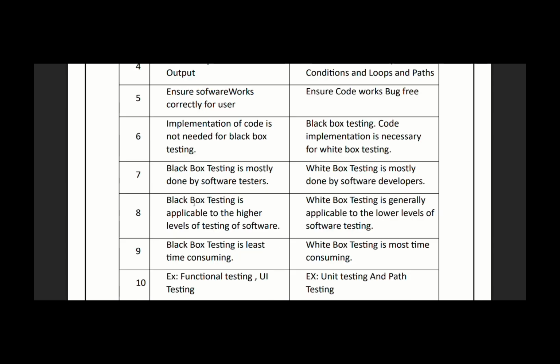Black box is applicable to the higher levels of software testing. White box is generally applicable to the lower levels of software testing. Black box is least time consuming. White box is most time consuming. For example, in black box, functional testing and user interface testing, and in white box testing, unit testing and path testing.